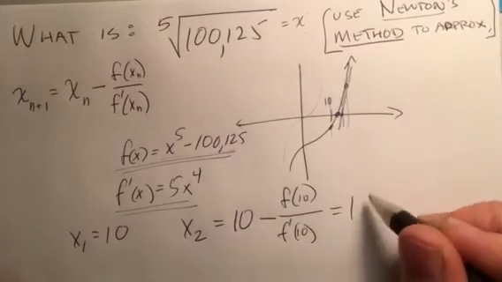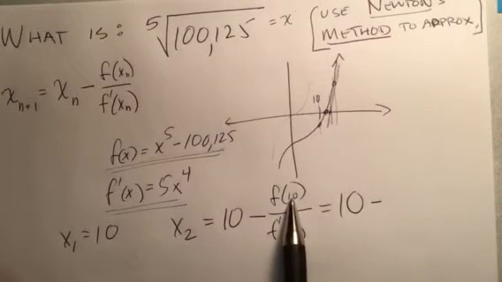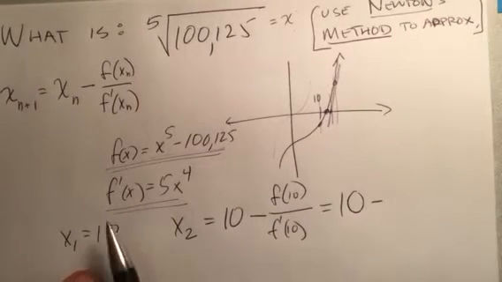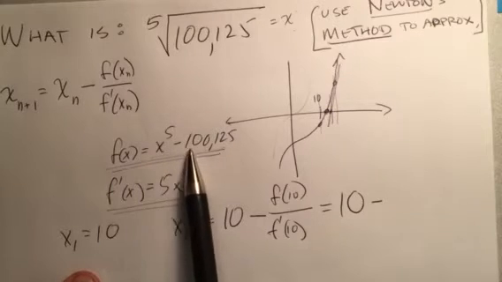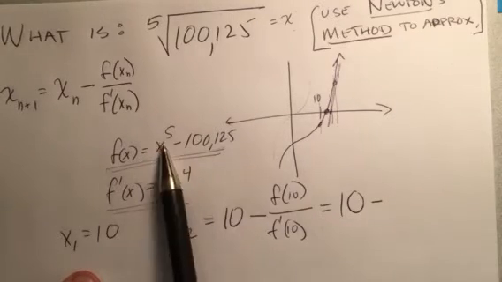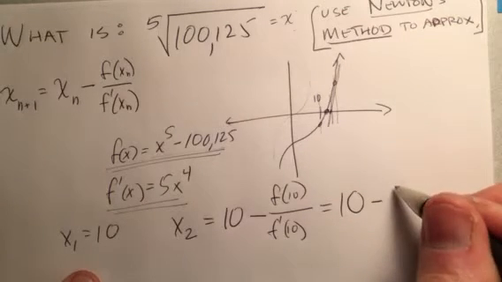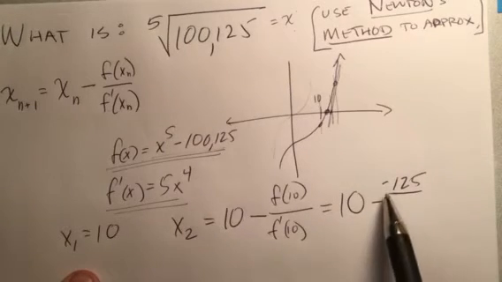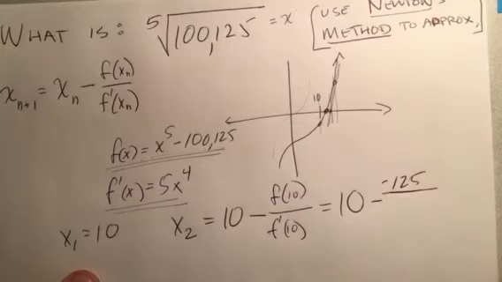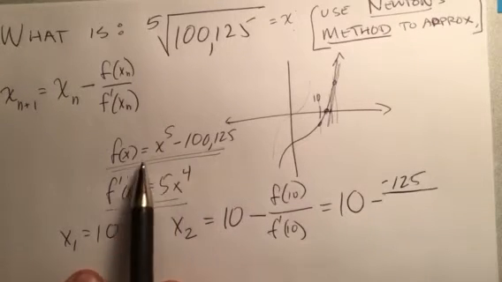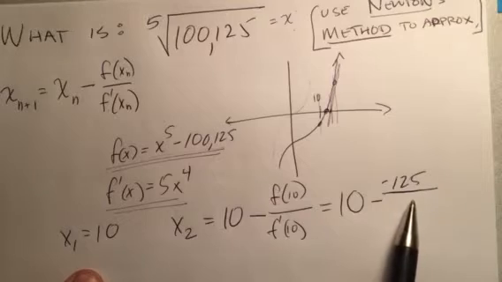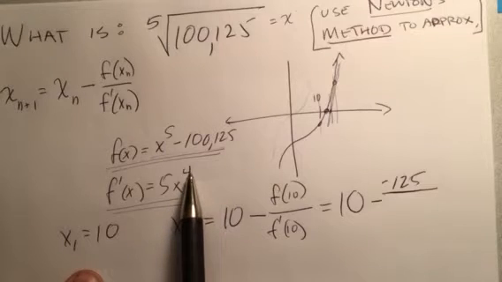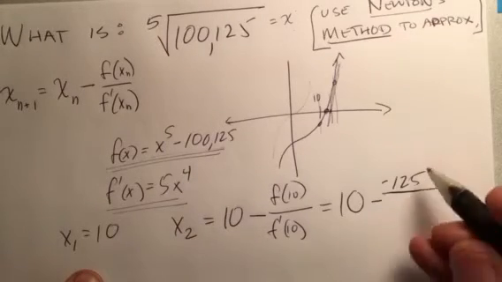What's that equal to? It's 10 minus, what's the original function when I put in 10? The original function was x to the fifth minus 100,125. 10 to the fifth is 100,000, and when I take away 100,125, I get negative 125. I can't talk and do math at the same time, I'm sorry. Plug it in and check it out. Then for f prime of x, when I plug in 10 and raise it to the fourth, that's 10,000, and when I multiply it by 5, that's 50,000.